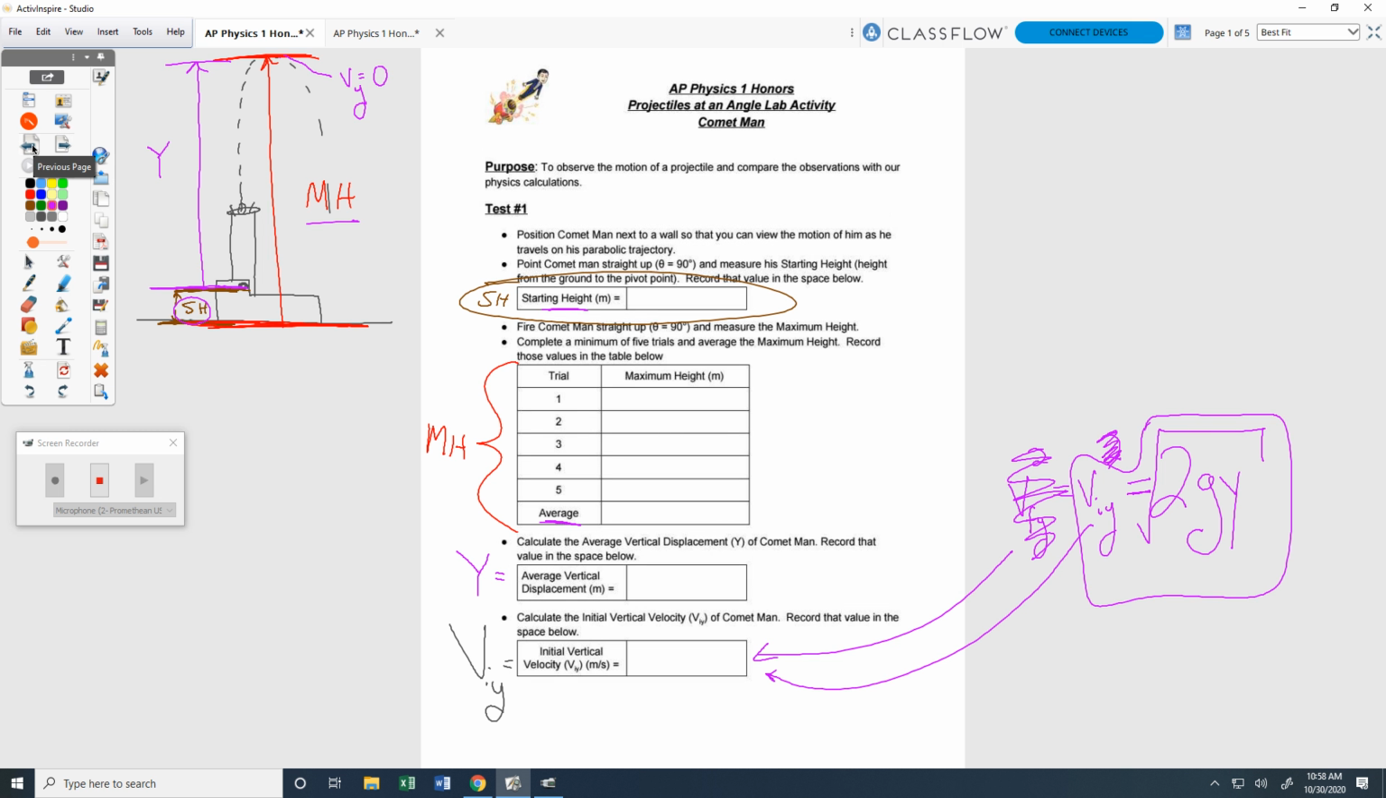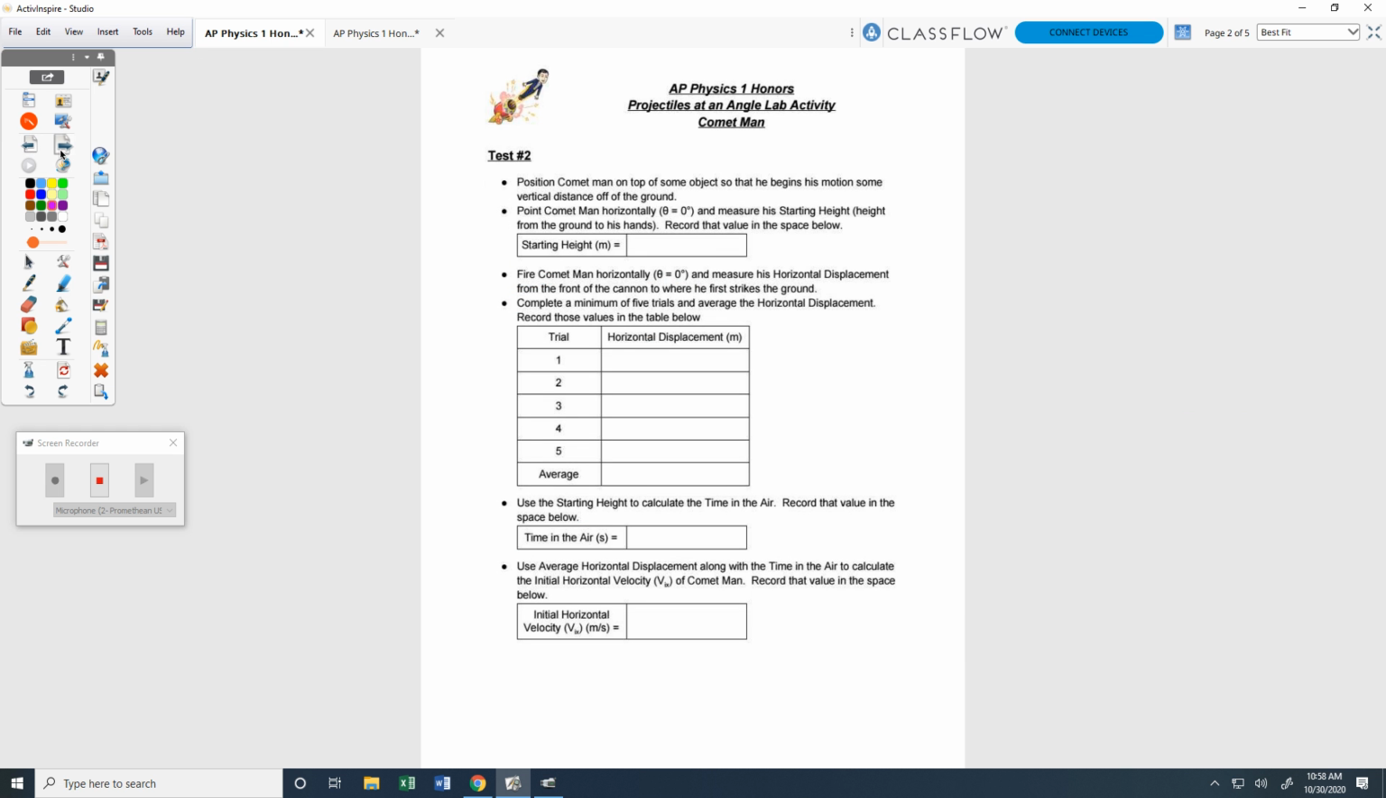Hopefully you can pause the video at any time and look at that part. Test number 2 is a little bit different. We actually have Comet Man up on some surface, and we're going to launch him across the ground. So here's Comet Man, we're launching him horizontally. This time he's going to come out of there with a VX, or a VIX, and that's what we're going to try to find. In this case, he's going to travel horizontally and splat somewhere on the ground over here.